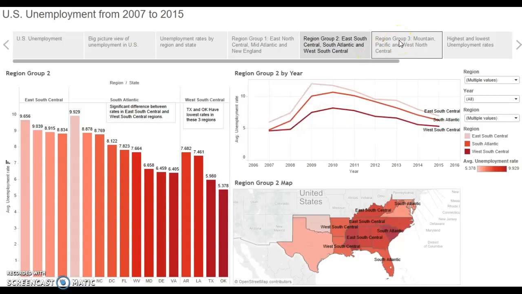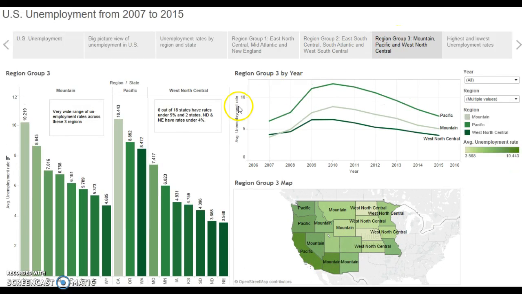And moving on to region group 3, this was the largest region geographically, and you can see the same pattern, an increase in 2009, a pretty big jump, and then hovering around those high percentages, especially here in the Pacific region, 12.25 unemployment rate, and then tapering down to slightly above 2007 rates. And you can see there's a much wider range of unemployment rates in these 3 regions.